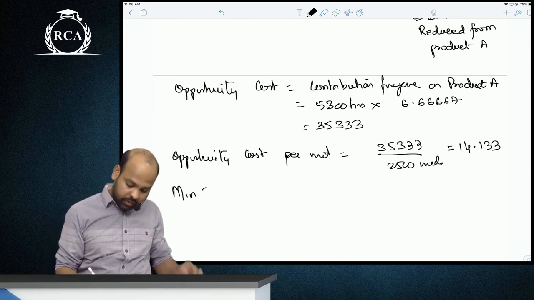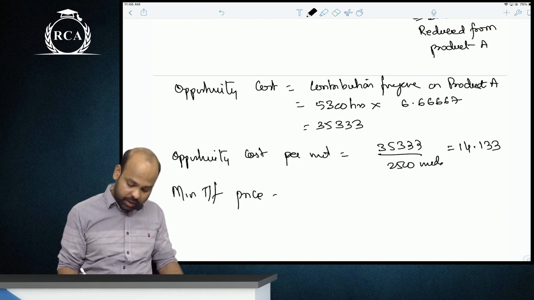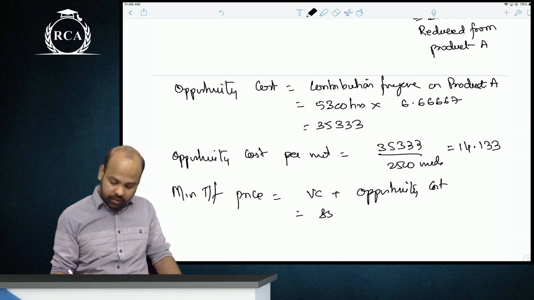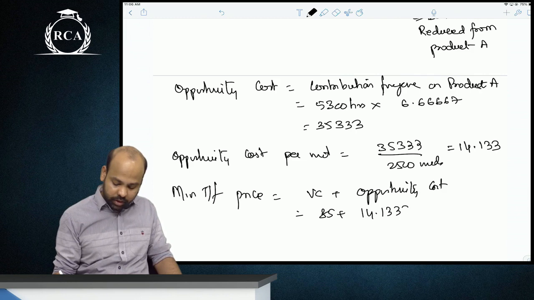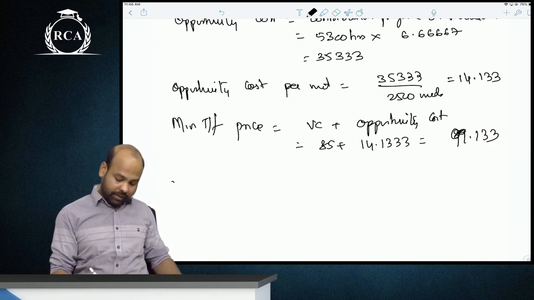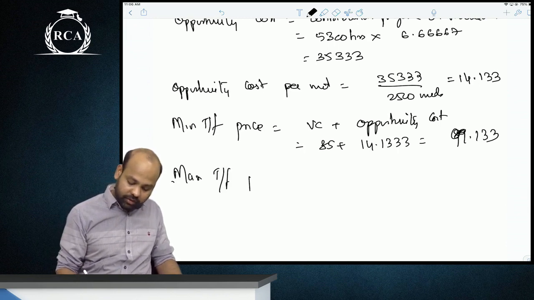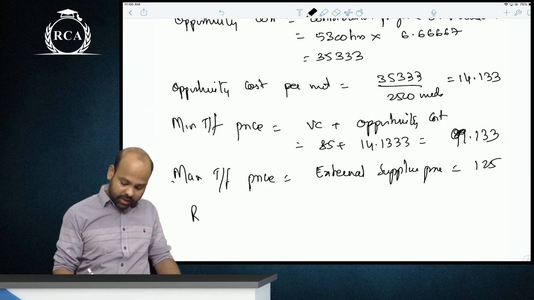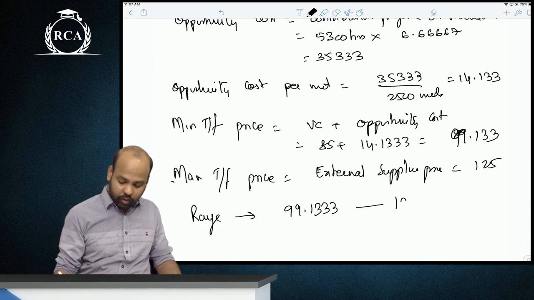So your minimum transfer price, beta, would be variable cost plus opportunity cost. Variable cost is 85, guys. Opportunity cost is 14.133. That is 99.133. Maximum transfer price, beta, we already know, guys, it is your external supplier price, and that external supplier price is 125 rupees. So here, beta, the range of transfer price would become 99.133 to 125.